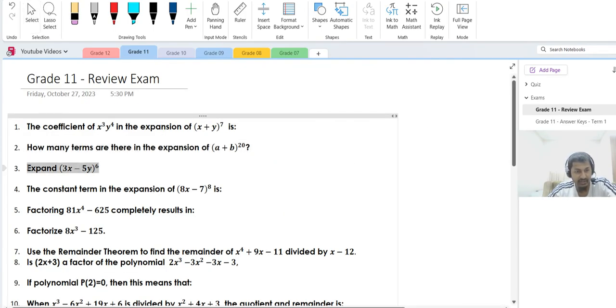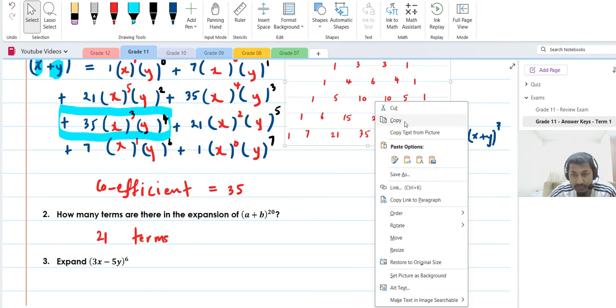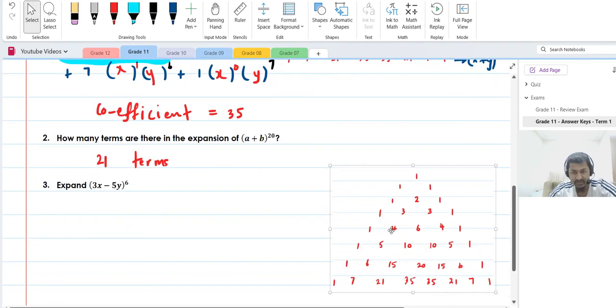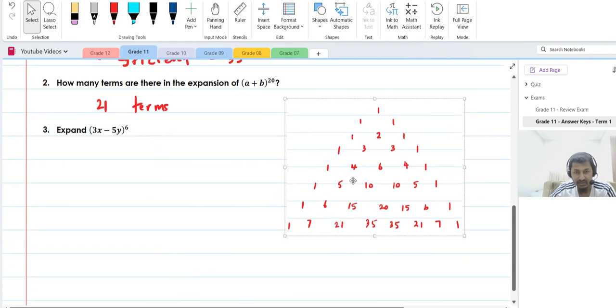Third question, expand 3x minus 5y to the power 6. So 3x minus 5y to the power 6, which is the third question. Let us expand this. Now we will apply our binomial expansion. We have already drawn our Pascal's triangle above. So we will use the Pascal's triangle to expand this. Obviously there are easier formulas, but we need to apply Pascal's triangle for these cases.